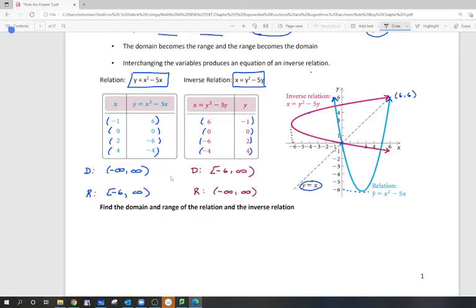What do you notice happened? Hopefully you notice that the domain switched to the range and the range switched to the domain because the x and the y values switched. So the domain and the range switched. So as soon as you know your domain and your range of your original relation, you can find the domain and the range of your inverse relation as well. It's a good way to check if you've graphed correctly.